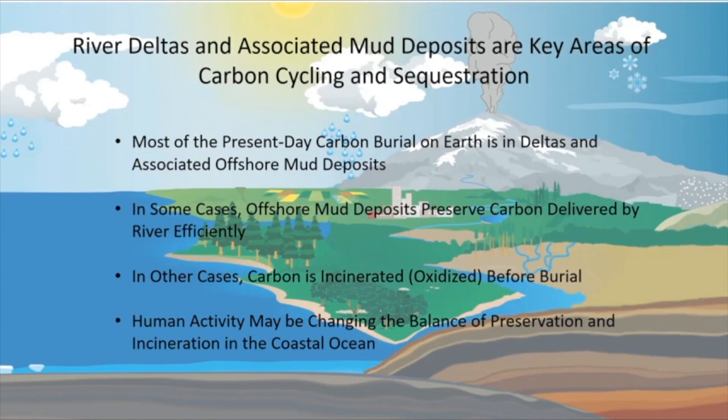In some cases, and so when we start to look at some of these areas, we see that the mud deposits are buried very efficiently. So the terrestrial carbon that's coming out is buried and it's removed from exchange with the atmosphere. In other cases, the carbon is actually burned in these coastal areas, and I'll show you an example in a minute. And that CO2 goes right back up into the atmosphere.